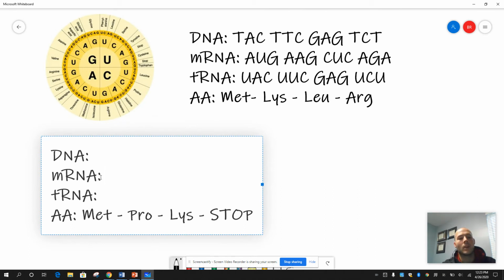So MET, we just find it on our amino acid wheel here. MET is right here. So it's going to go AUG. Okay. And we find proline. Now, this is different because there are multiple options here. So we could have CCU, CCC, CCA, CCG all give us that same protein.